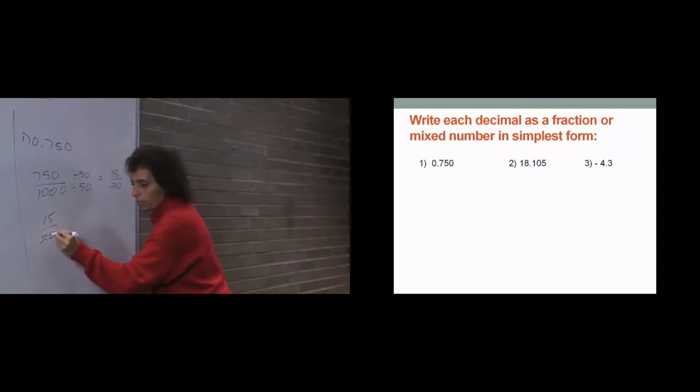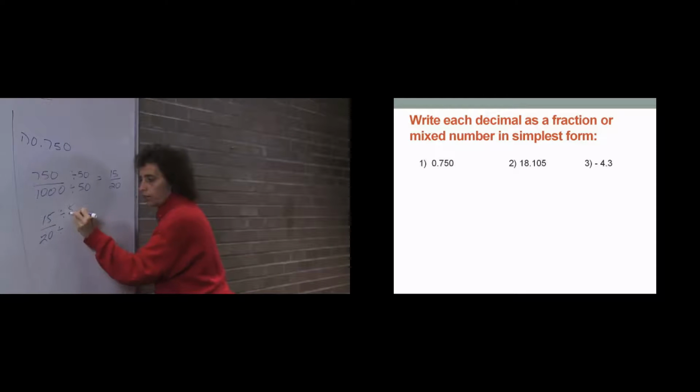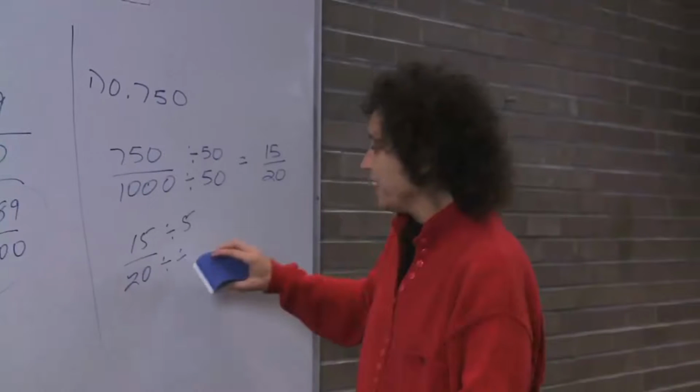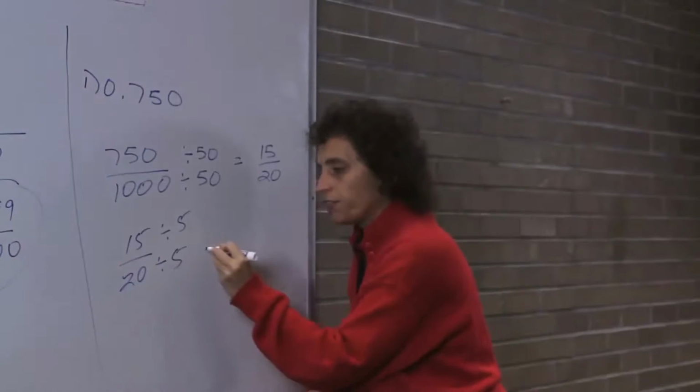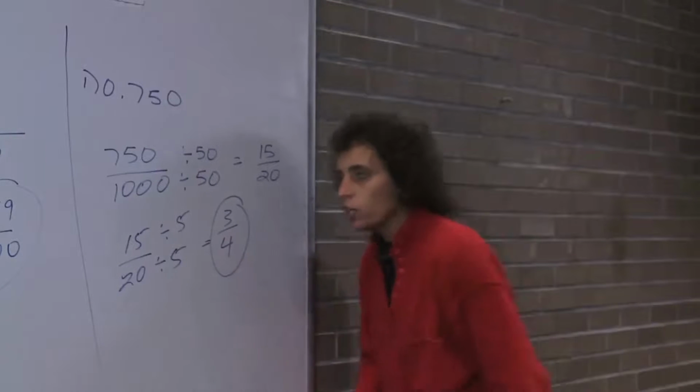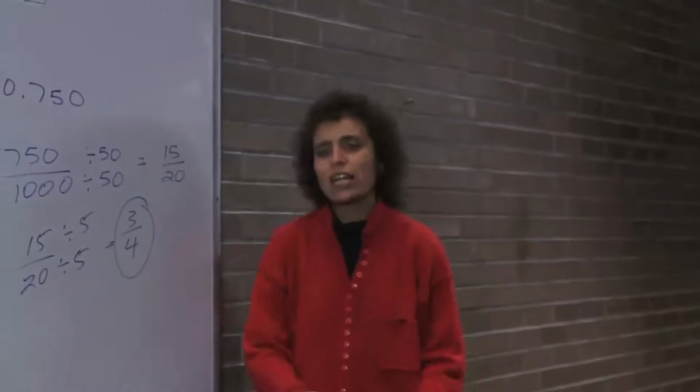15 20ths. Divide by 5. That's a lot of division signs going on. Okay, divide by 5. 15 divided by 5 is 3. 20 divided by 5 is 4. So that is 3/4. Oh, look what I could have done right away.